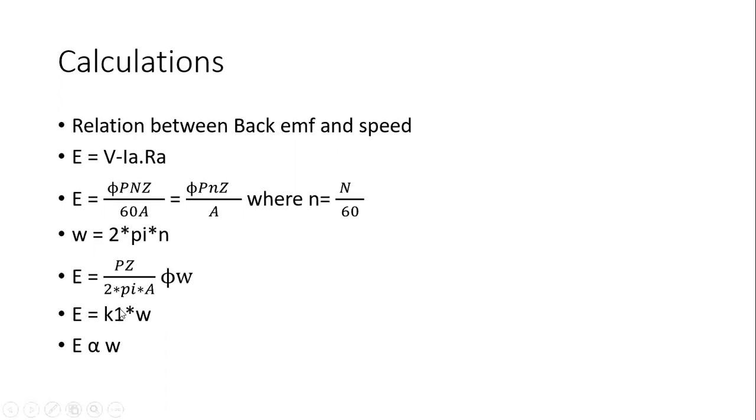So this is going to be the constant K1, and correspondingly we will have a variation in the value of speed. It means that with the increase in the value of back EMF, the speed is going to increase, or with the decrease in the value of back EMF, the speed is going to decrease. So this is one of the parameters that we need to understand in order to develop the torque speed characteristic.